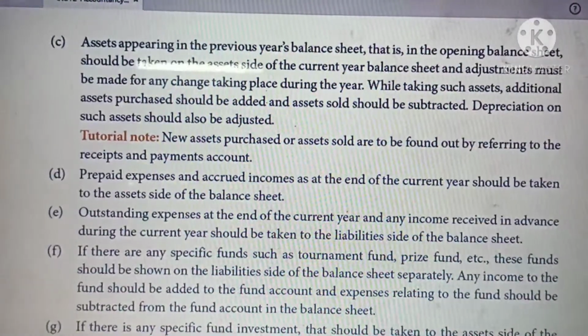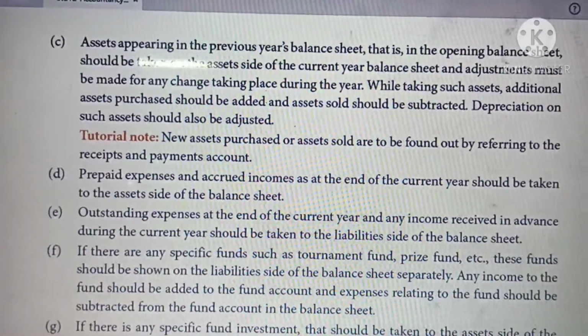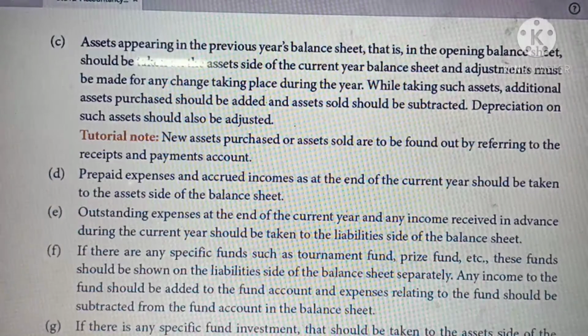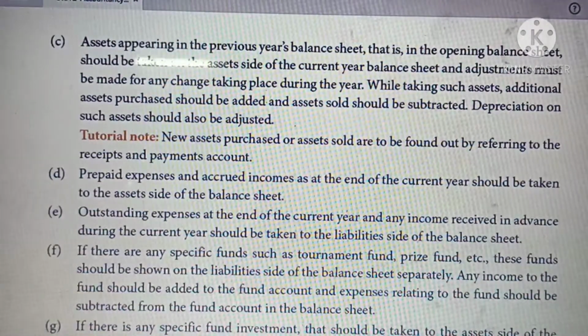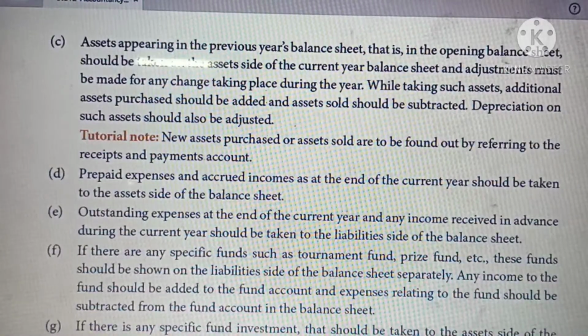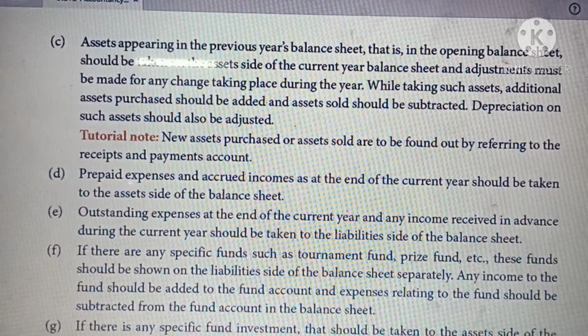Then the fourth point: prepaid expenses and accrued income at the end of the current year should be taken to the asset side of the balance sheet, like in a trading concern balance sheet. There also we show prepaid expenses and accrued income on the asset side. Likewise, in the not-for-profit organization balance sheet we also show this amount.